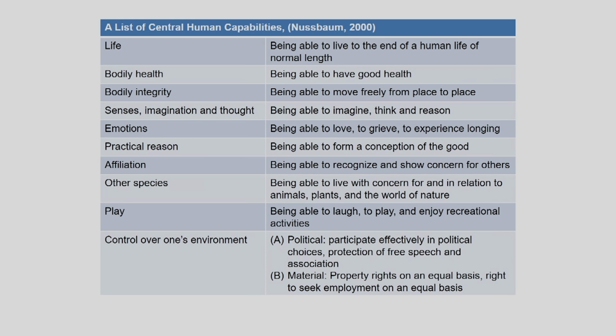This means that one should be able to have good health, including reproductive health, to be adequately nourished, to have adequate shelter, and this is very important in the context of reproductive rights with respect to women, and this is one of the central human capabilities mentioned by Nussbaum. Third is bodily integrity, which means that one should be able to move freely from one place to the other, to be secure against violent assault, including sexual assault and domestic violence, having opportunities for sexual satisfaction and for choice in matters of reproduction.